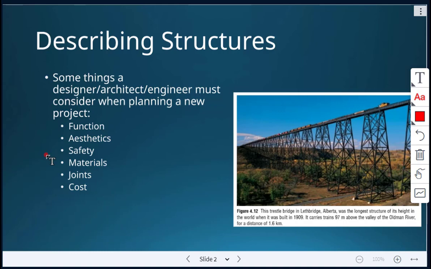They have to look at materials, what kind of materials they're going to use, what kind of joints they might have to use, and also cost. They have to look at cost factors, and they usually have a budget that they're working with.